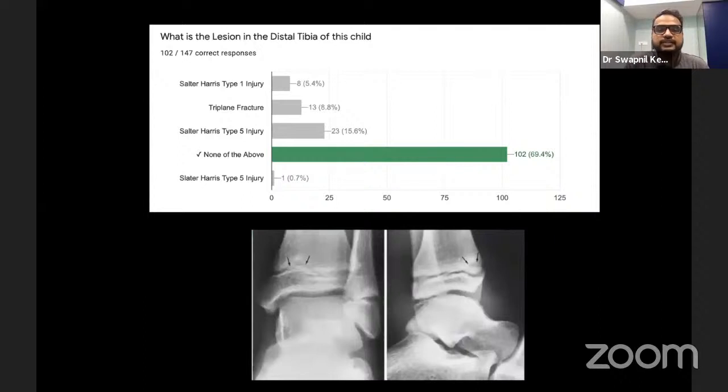The third is this lesion. What lesion is this? Here almost 70% of you got it right. This is actually not any sort of a fracture, but a Poland's hump, which is a angulation of the distal metaphysis of the tibia.